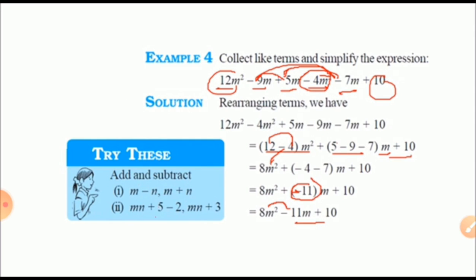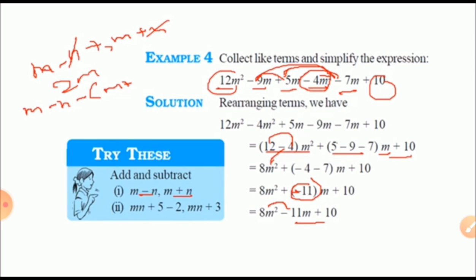Check out addition and subtraction for this one: m minus n and m plus n. Both things you have to try. That is homework. Beta, you have to do the homework regularly and submit it in our group also. This is the try-this of 2 questions I am giving you for addition and subtraction of these terms: m minus n, m plus n, and the second one is mn plus 5 minus 2, and mn plus 3.